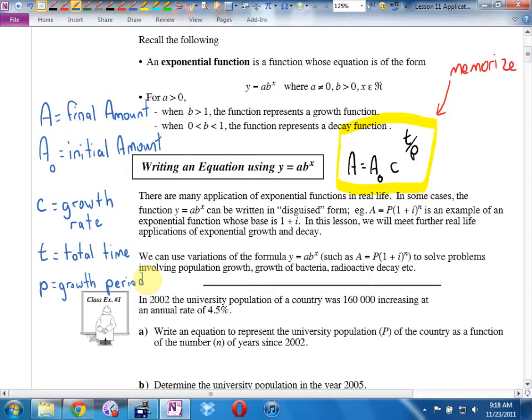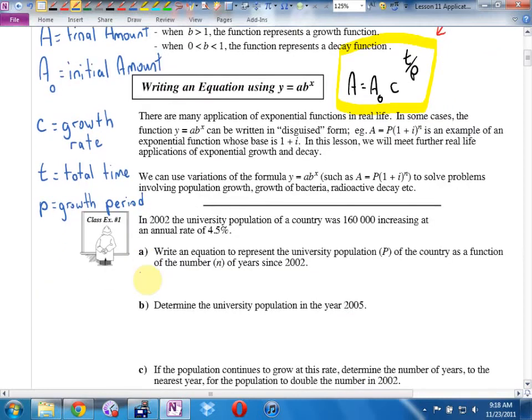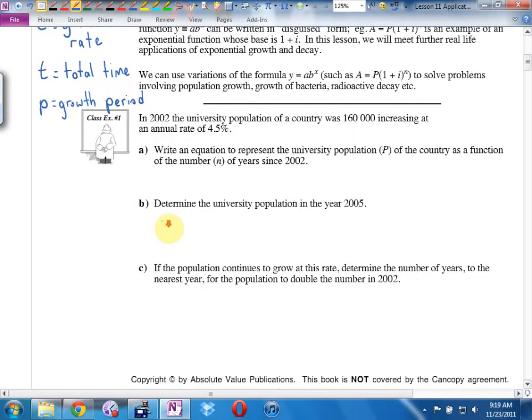Example 1. In 2002, the university population of a country was 160,000, increasing at an annual rate of 4.5%. A says, write an equation to represent the university population as a function of time. Now, I'm going to cross out the letter P and put A for final amount just this once. And instead of N years, I'm going to put T, time. Okay. And we would start out by saying final amount equals initial amount times C to the power of T over P, and now we would plug stuff in.